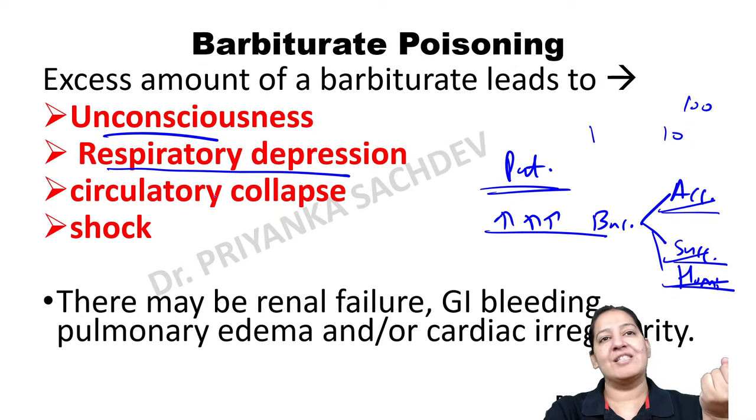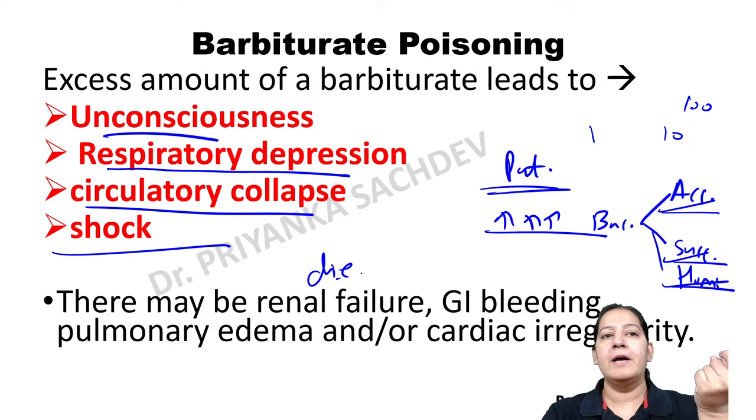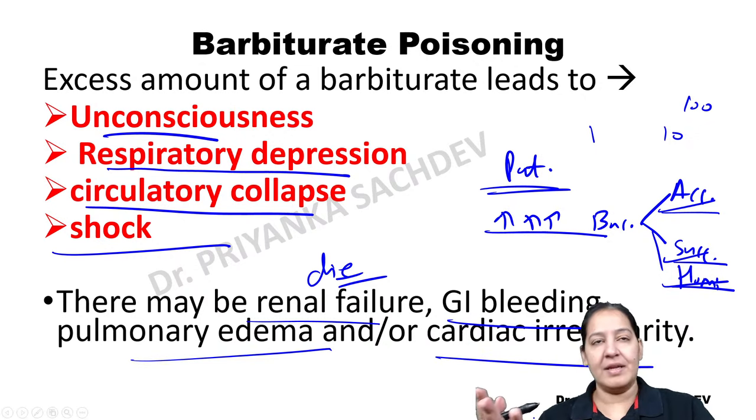After that, the person will have respiratory collapse, circulatory collapse, the person will go into shock and the person will die. There may be renal failure, GI bleed, pulmonary edema, cardiac irregularities, arrhythmias can be. So the person can die, right?